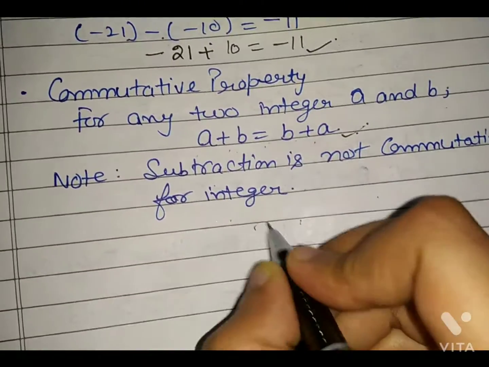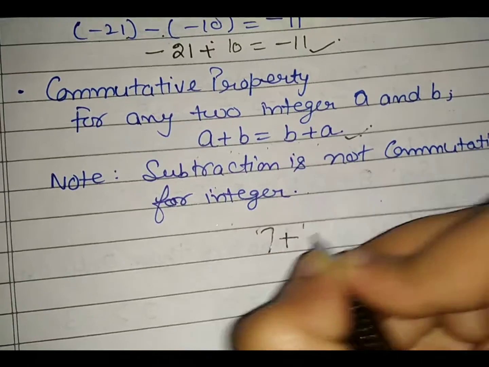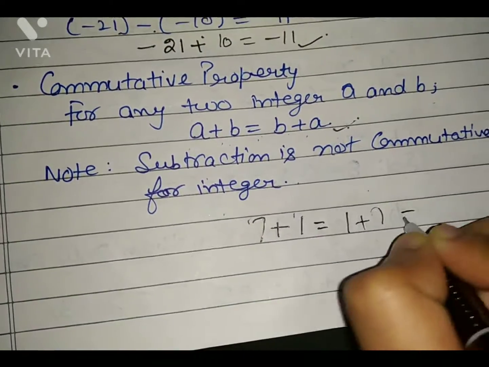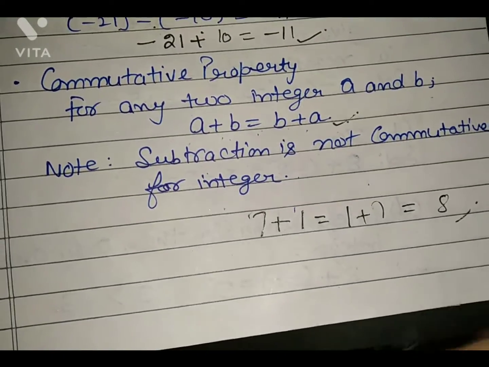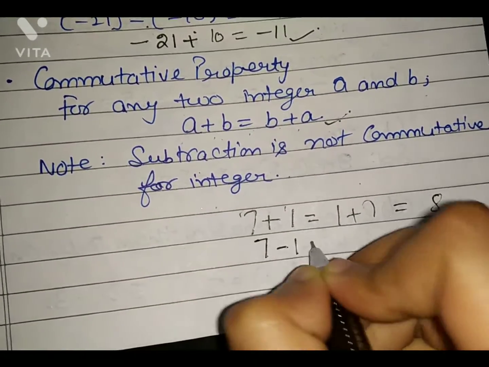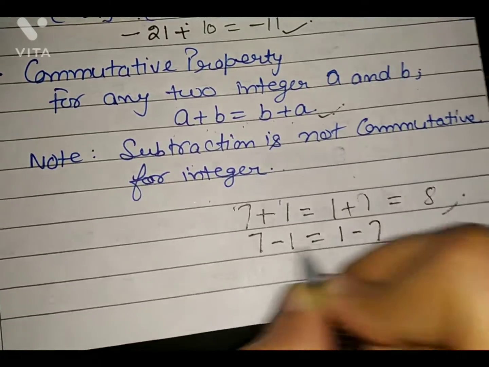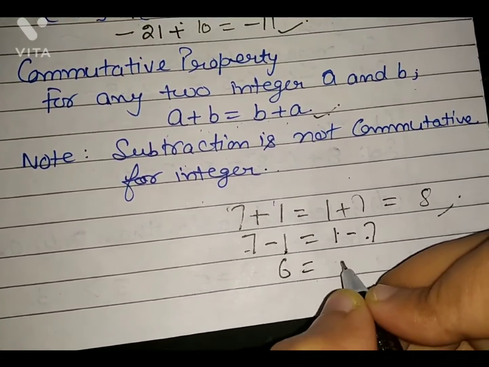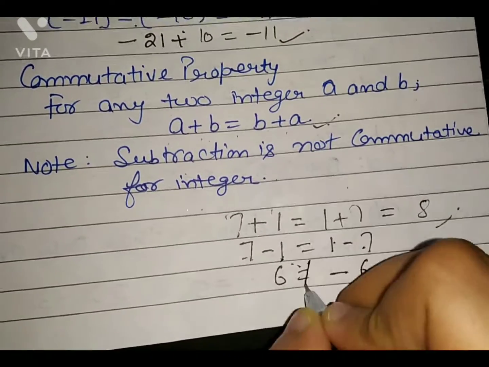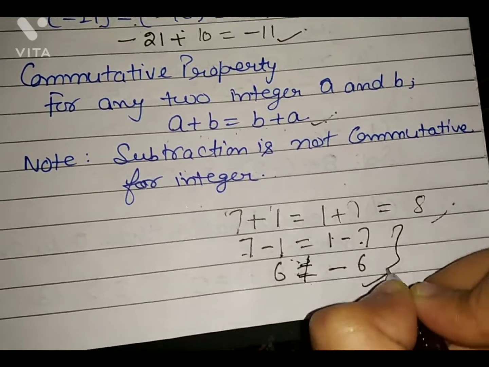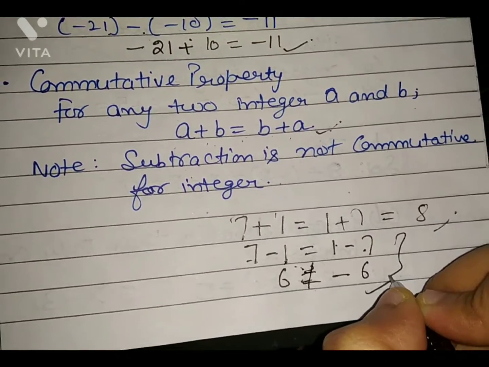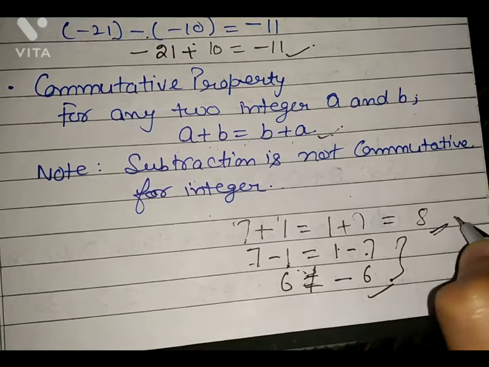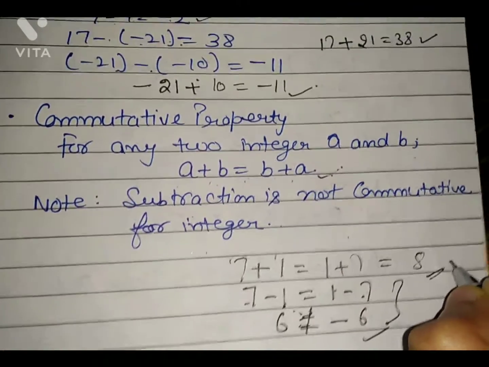For example, 7 plus 1 or 1 plus 7, the answer is 8. If I do 7 minus 1 and 1 minus 7, 7 minus 1 is 6 and 1 minus 7 is minus 6. So this is not equal. That's why the commutative property is not applied in the case of subtraction. It always applies in the case of addition.